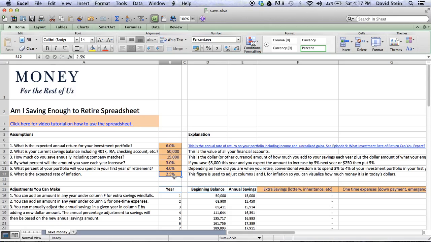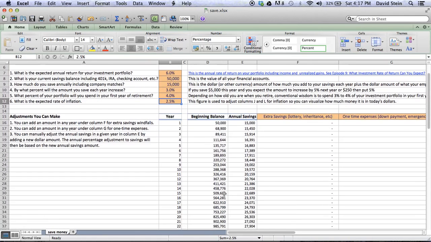What is your expected rate of inflation? The annualized rate of inflation each year. I use 2.5% here. You could be a little more dire, use 3%. But the whole point of the spreadsheet is to actually play around with these assumptions to see, all right, what would happen if inflation was 5% on average for the next 20, 25 years? We'll see that even with a 2.5% inflation rate, that can have a huge impact in terms of the value of your portfolio as expressed in today's dollars.